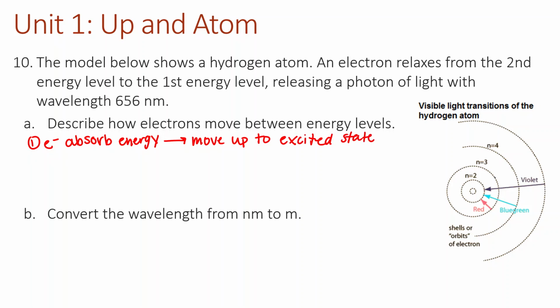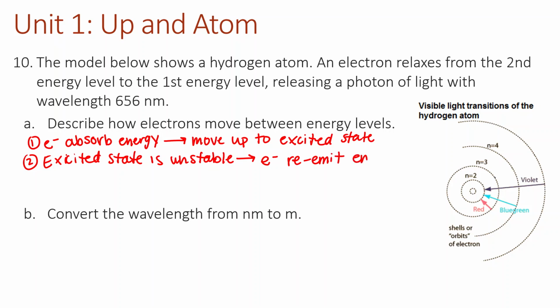Now, the excited state is just a higher energy level than that electron would normally be in. So, for example, whenever we think about hydrogen, it only has 1 electron, and that's in the first energy level. If the electron is in any other energy level, we would call it an excited electron, an excited state. So this excited state is unstable. Because this excited state is unstable, this means that those electrons are going to re-emit the energy they absorbed.